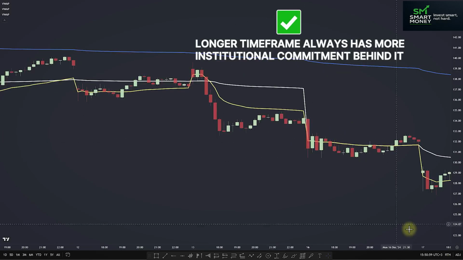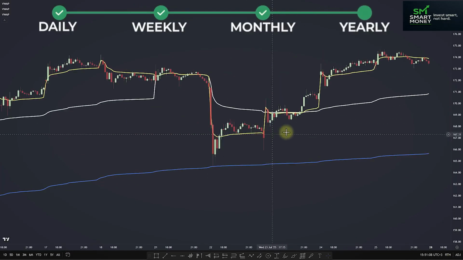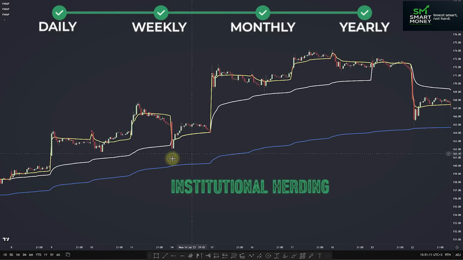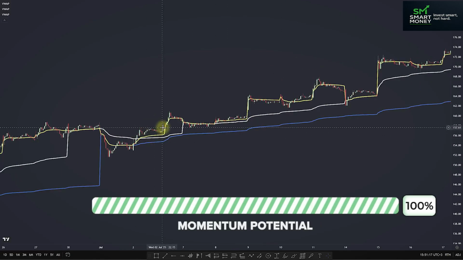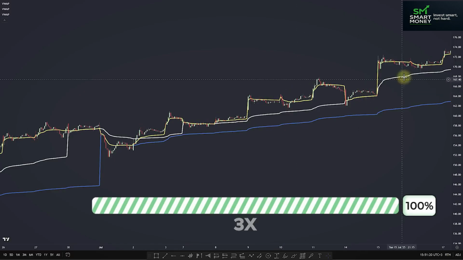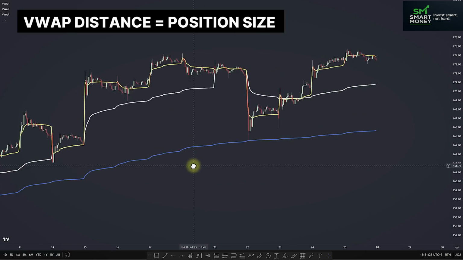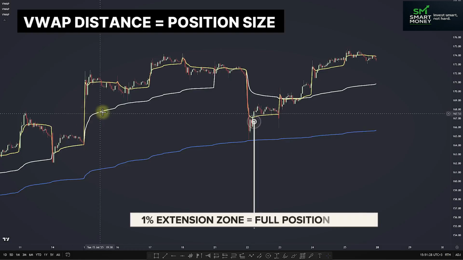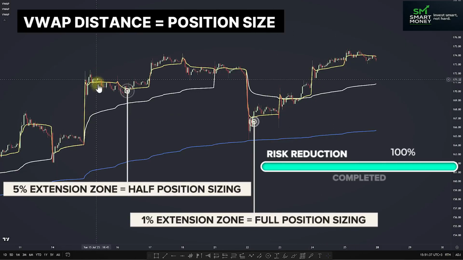This creates incredible opportunities. When all time frames align, daily, weekly, monthly, and yearly VWAP all broken in the same direction, you're witnessing institutional herding. These moves typically run 3 times farther than normal because every algorithm is triggered at once. For position sizing on longer timeframe trades, the distance from VWAP determines everything. If you're 5% extended from monthly VWAP, use half size. If you're within 1%, use full size. This simple rule keeps you from buying tops and selling bottoms.